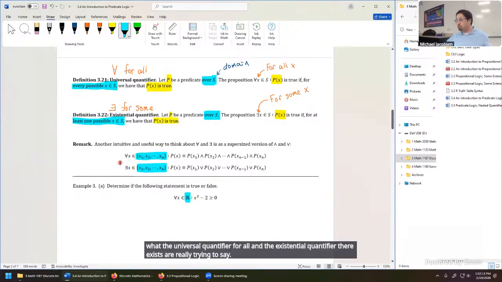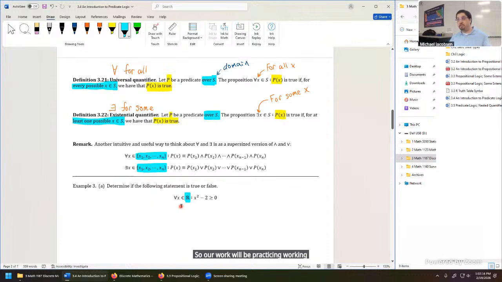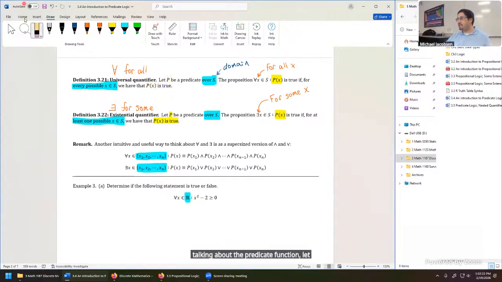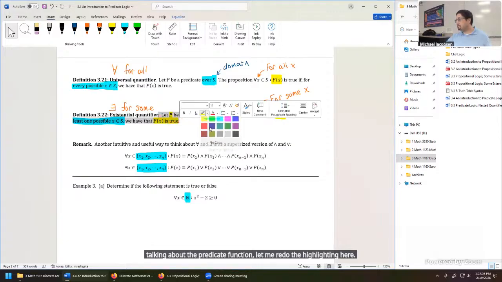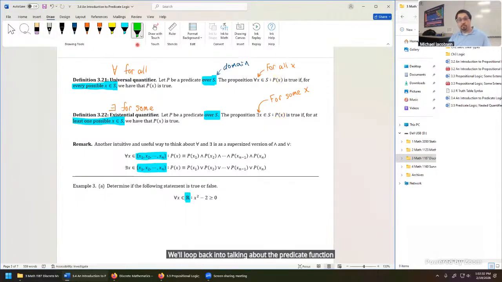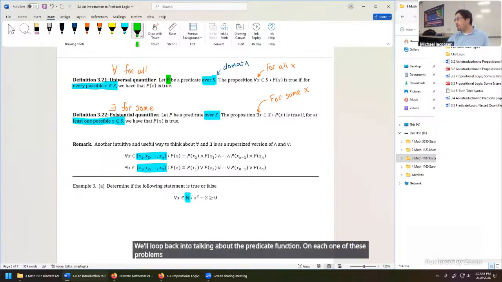So we will be practicing working with these, determining if they are true or false, and we'll loop back into talking about the predicate function on each one of these problems as we go through the notes, just to get extra practice on working with predicates themselves.